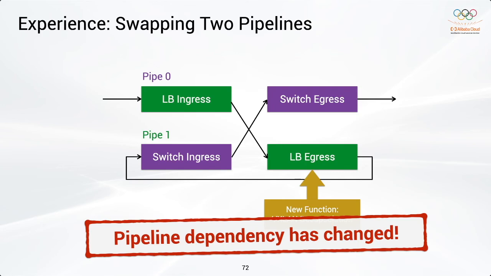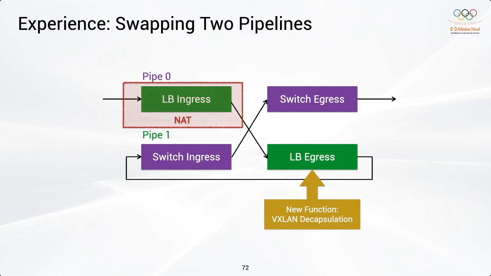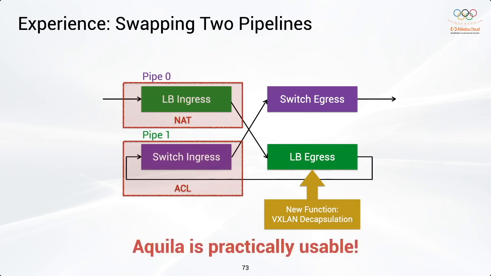This changes the dependencies between 2 pipelines. For example, the NAT function is originally placed in LB ingress, while the ACL function is placed in switch ingress. After the swapping, the ACL table will match the translated addresses instead of the original addresses. We use Aquila to verify whether the semantics of each function are equivalent before and after the swapping, which proves that Aquila is practically usable in verifying production-scale data plane programs.